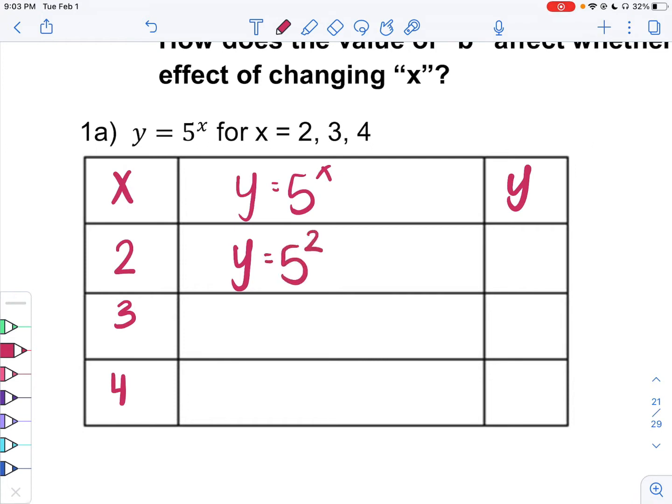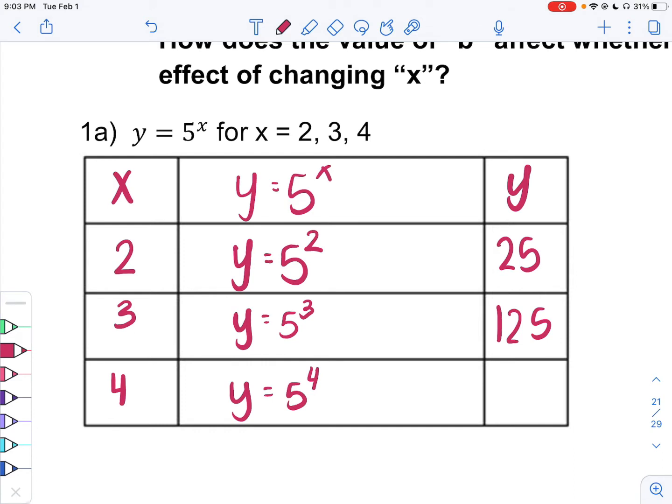On the first one here, I have 5 squared, so y is 25. Then if x is 3, I'm just going to replace the x with 3. And so 5 to the third is 125. We're going to do the same thing: y equals 5 to the fourth. So 5 times 5 times 5 times 5 gives you 625.